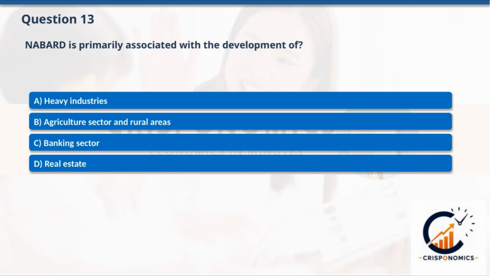NABARD is mainly linked with the development of agriculture and rural areas. While heavy industries, banking, and real estate are important sectors, NABARD's core focus is supporting farmers, rural livelihoods, and the agricultural economy. That's what sets it apart and defines its mission. So, when you think of NABARD, think agriculture and rural development first and foremost.